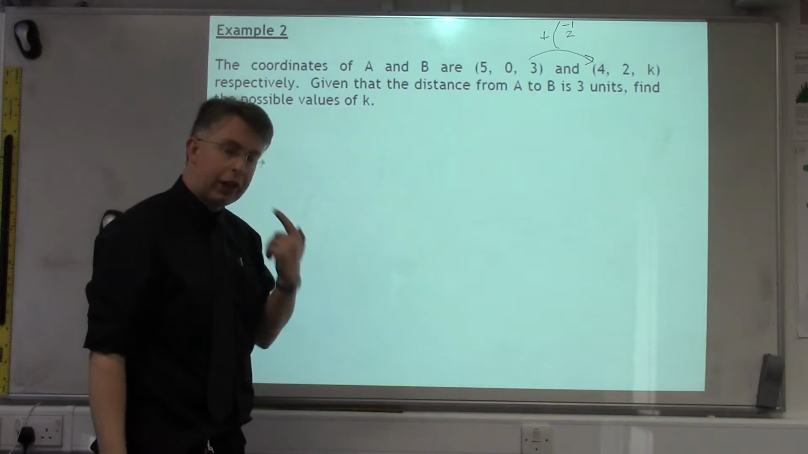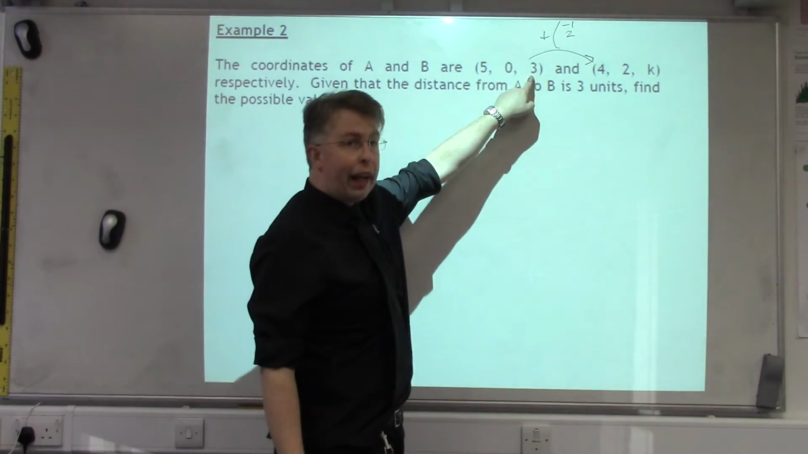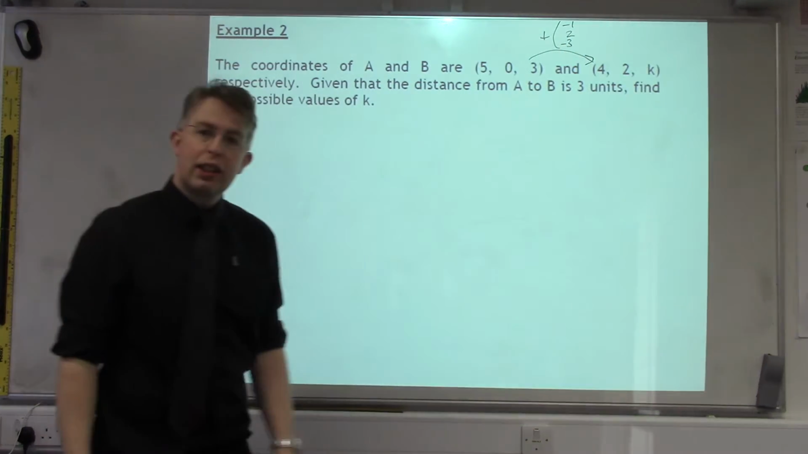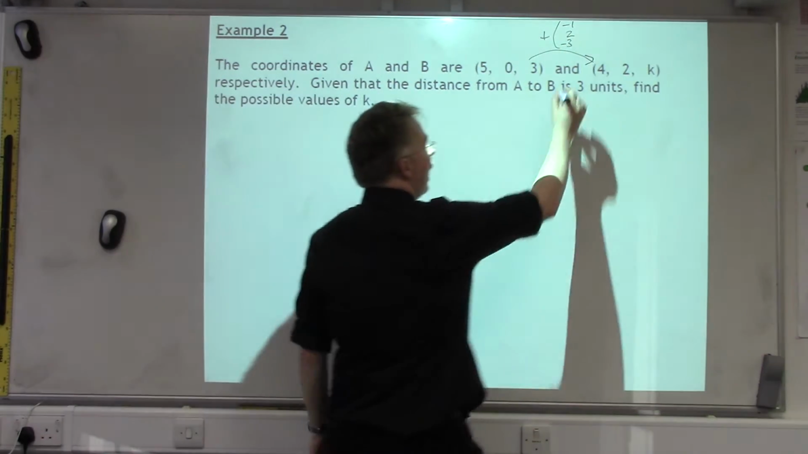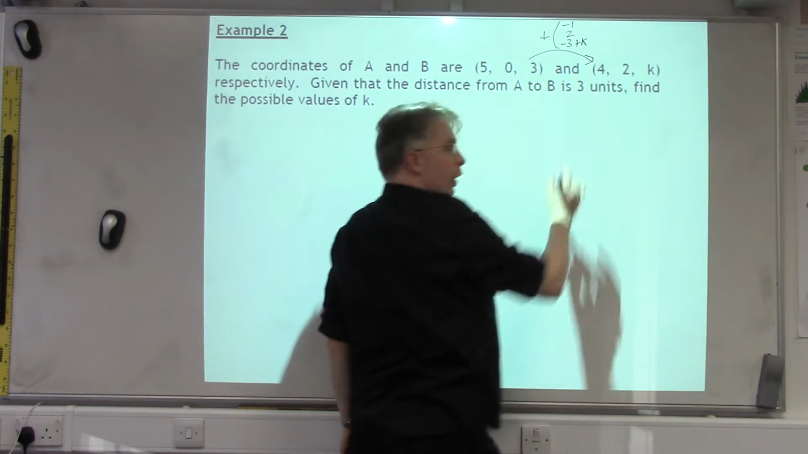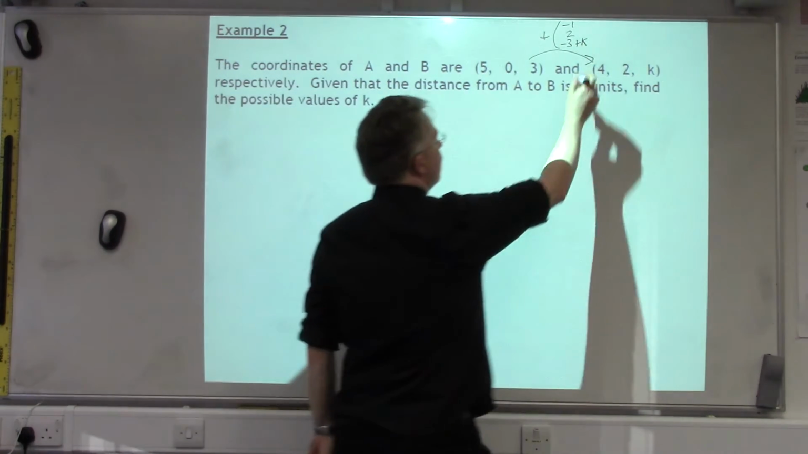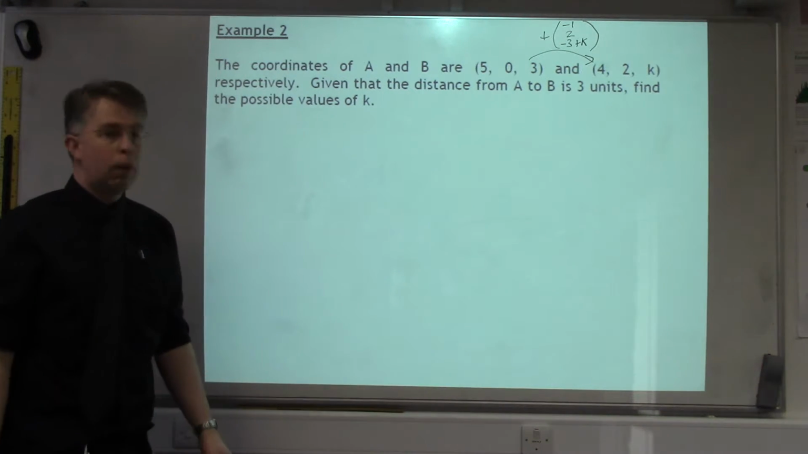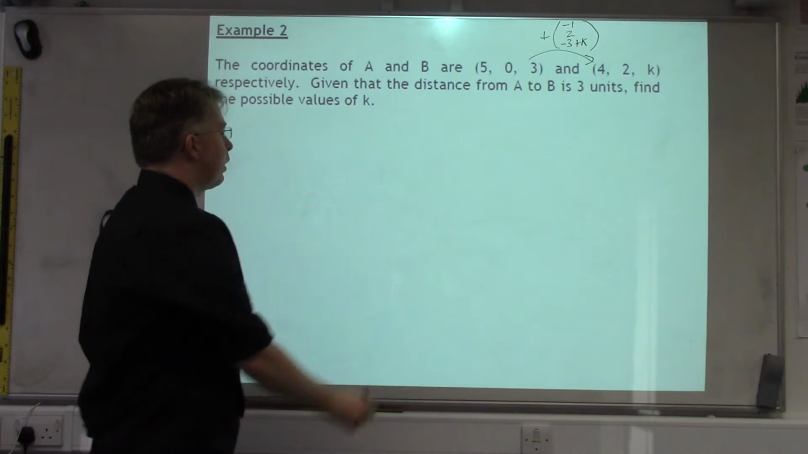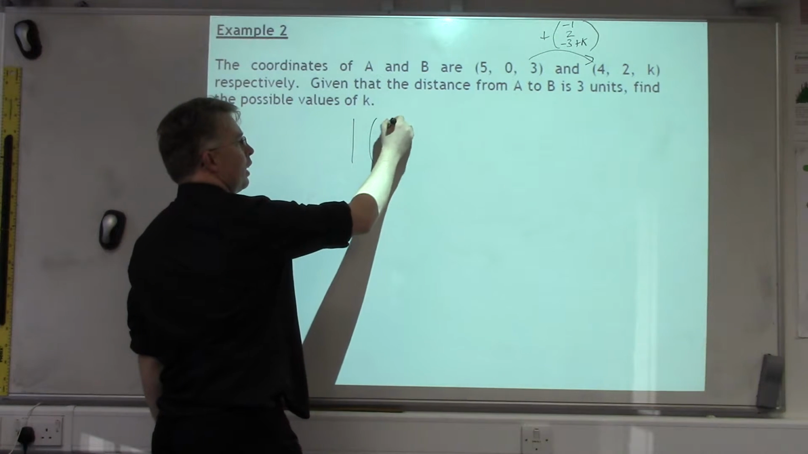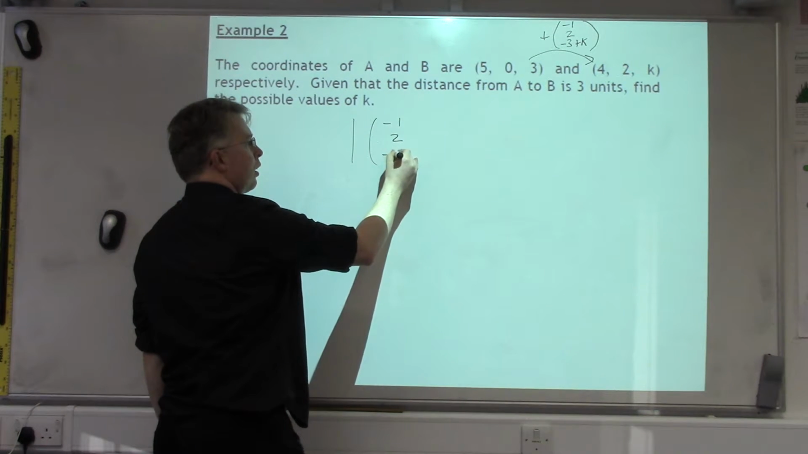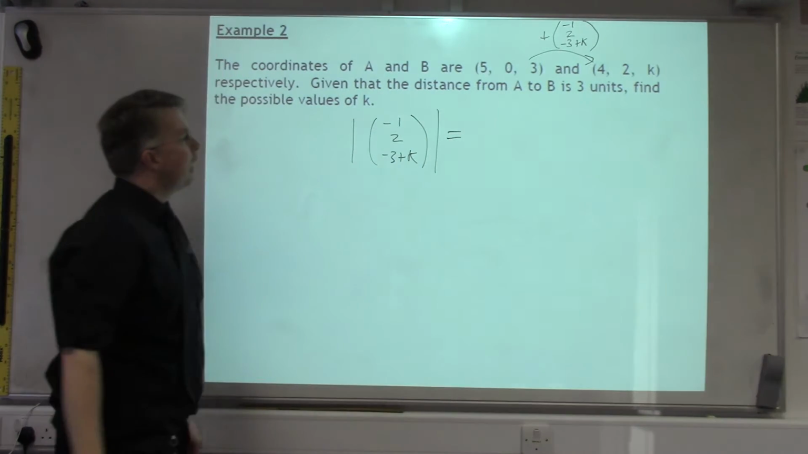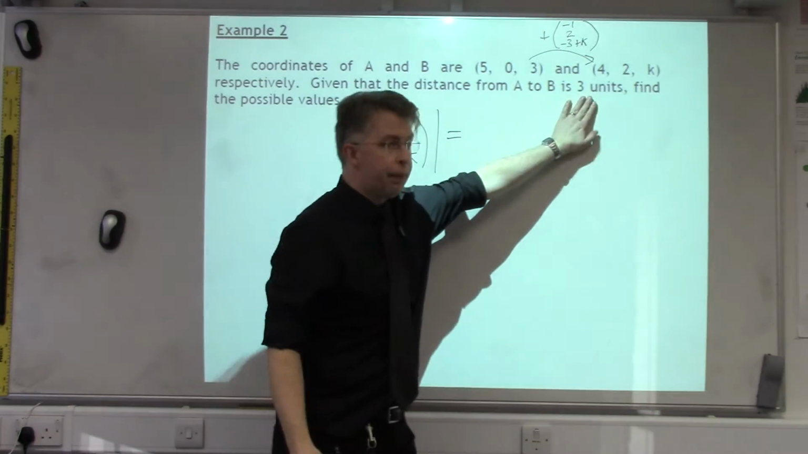Now when you've got the algebra there, if we take 3 away, so minus 3, we go back to 0. And then if we add k, we go to k. So that gives us our vector, minus 1, 2, minus 3 plus k. Now we're told the magnitude of this vector is equal to 3.